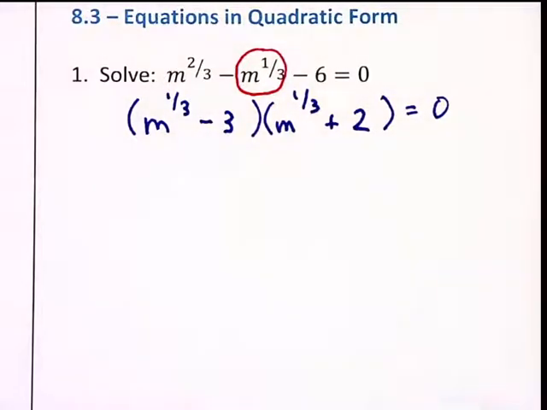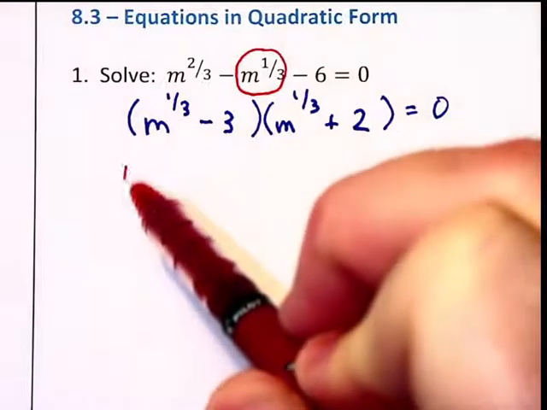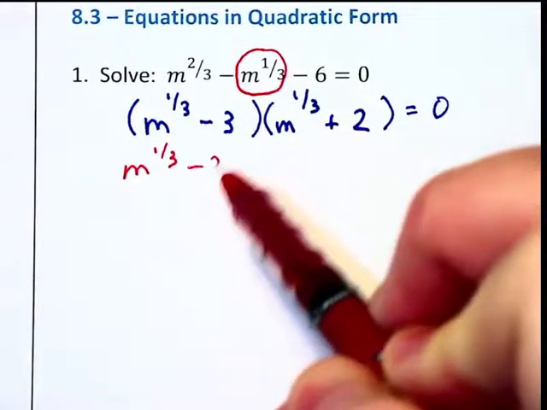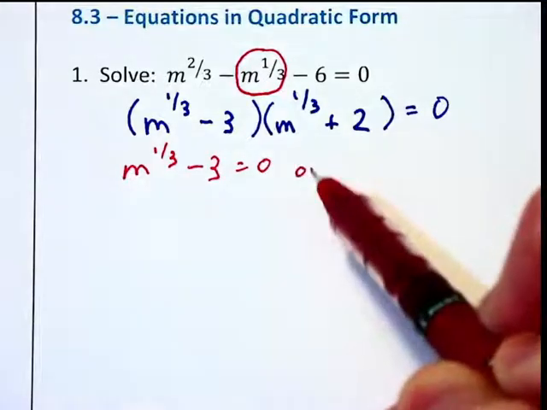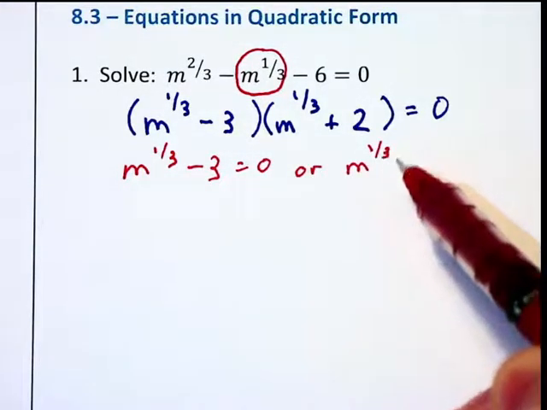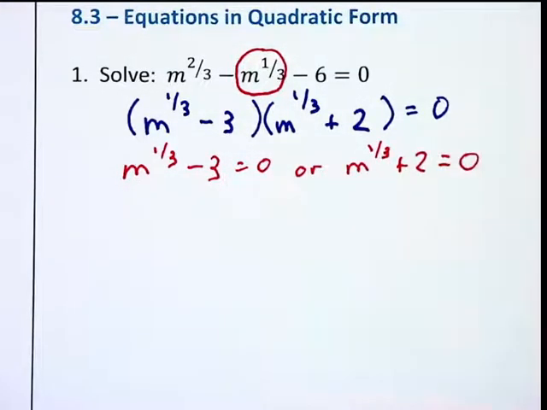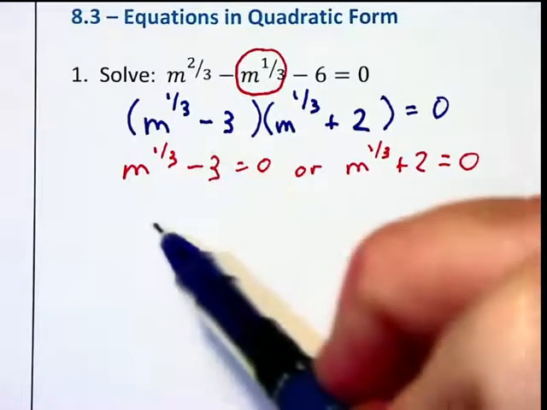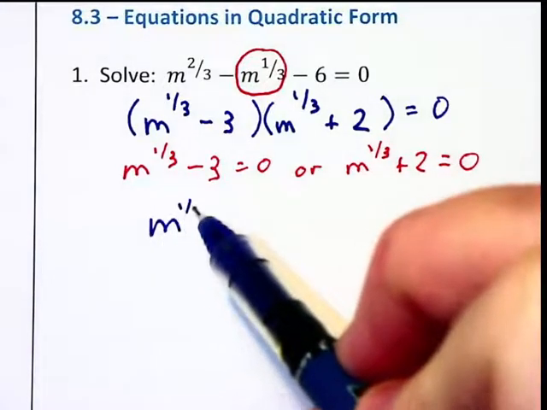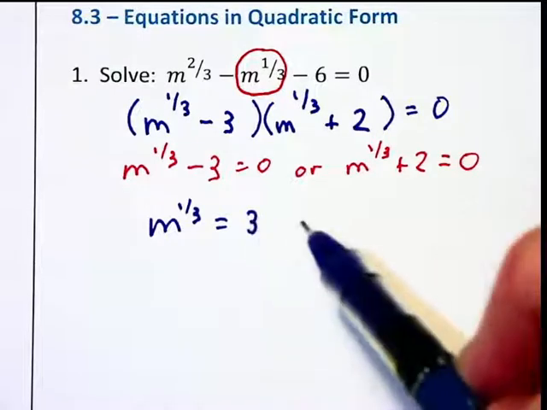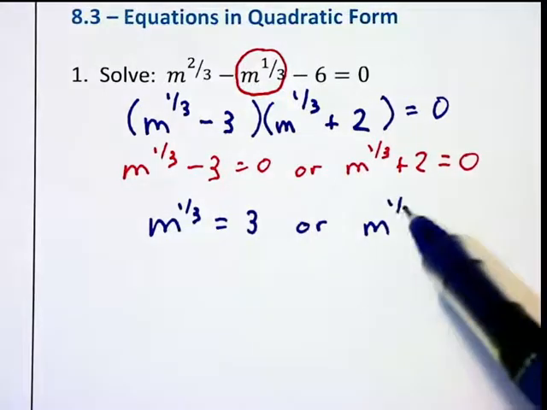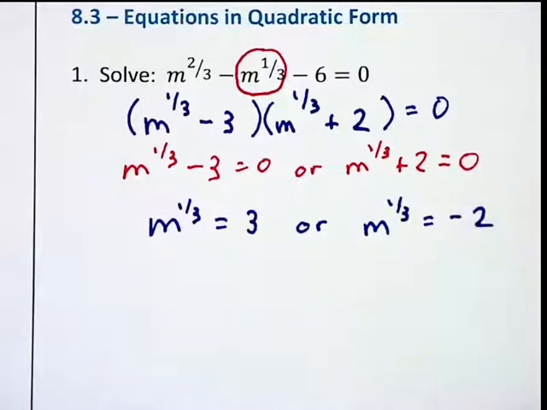So we would have, and most of us don't usually write this, but we're going to write it, m to the 1/3 minus 3 is equal to 0, or m to the 1/3 plus 2 is equal to 0. Most often, however, we just go straight to m to the 1/3 is equal to 3, or m to the 1/3 is equal to -2.